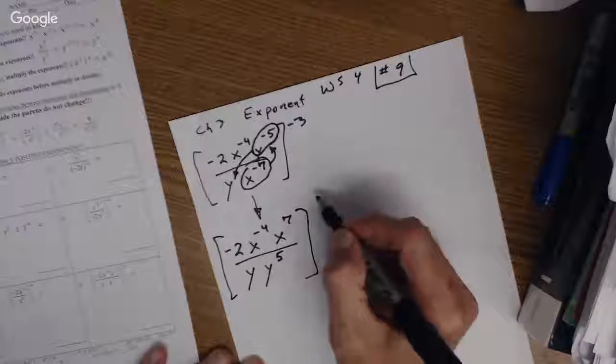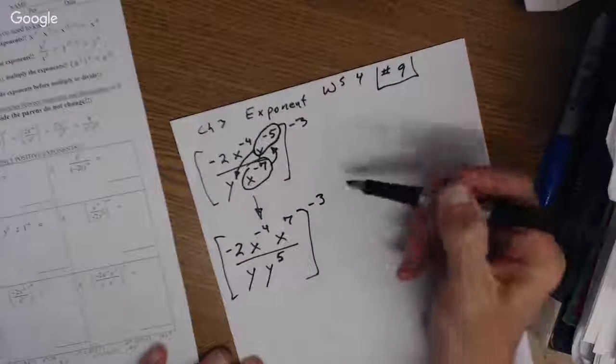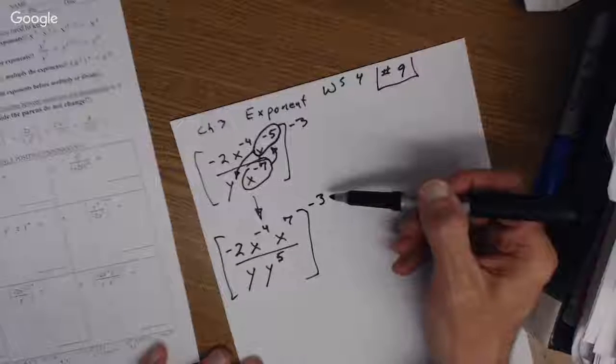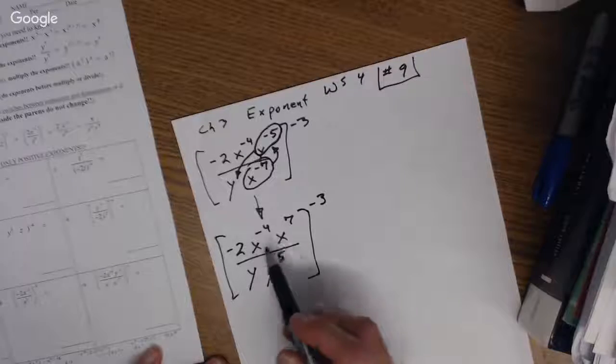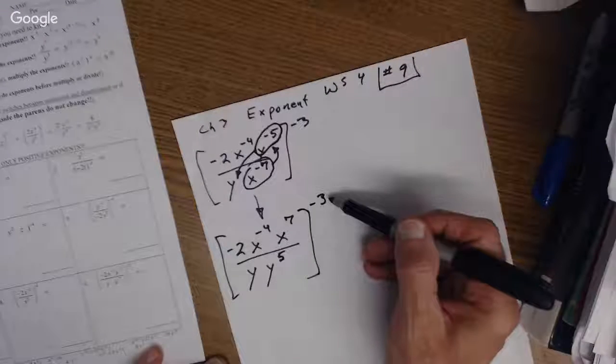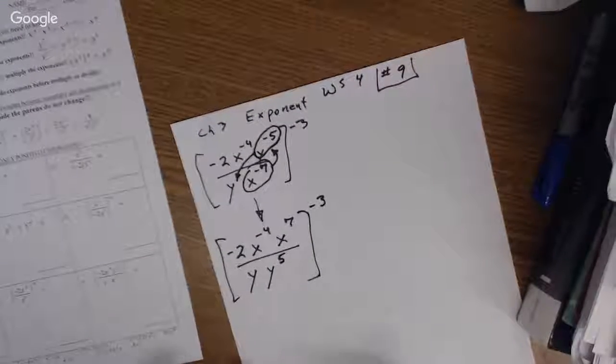And I would suggest waiting till the very end to deal with this negative exponent outside the parentheses. So we're going to simplify the inside of the parentheses first, and then deal with the negative exponent outside the whole thing at the very end.